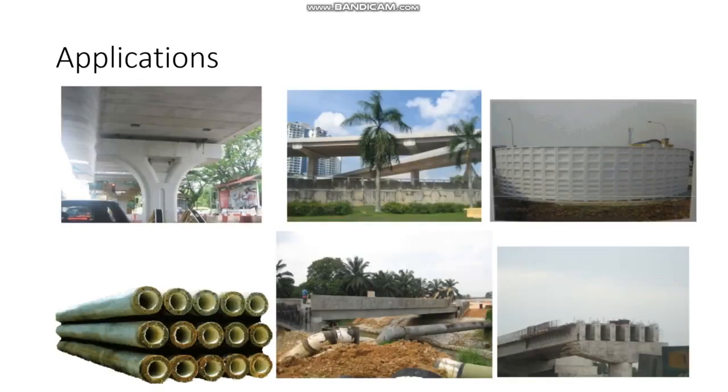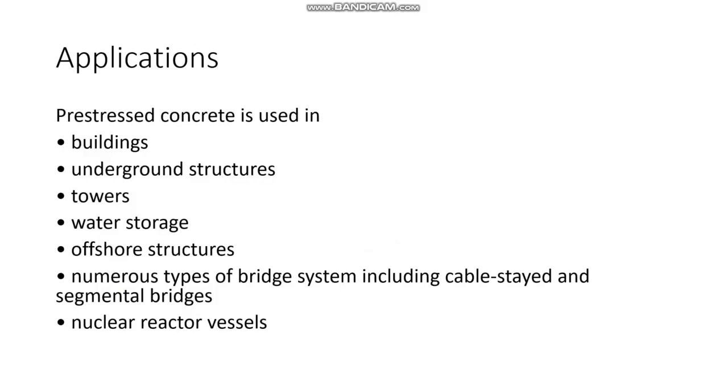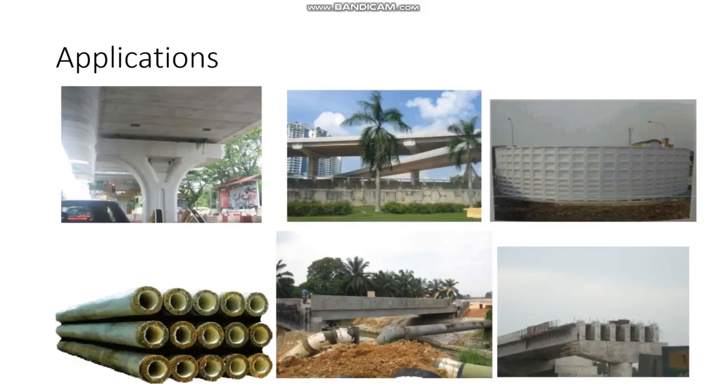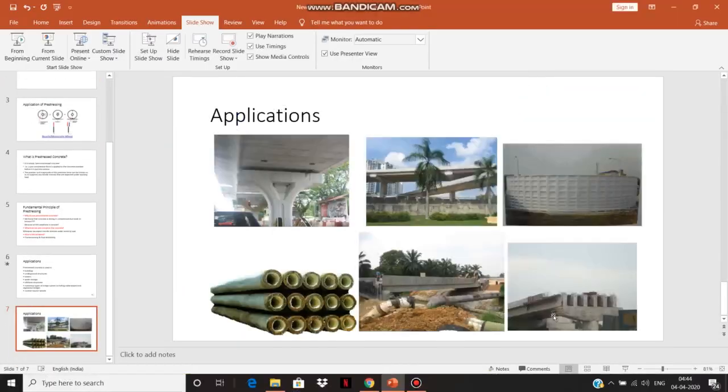What are the applications? As you can see, pre-stress can be used in these kinds of buildings or structures: underground structures, towers, water storage, offshore structures, numerous types of bridge systems including cable-stayed and segmental bridges, and nuclear reactor vessels. And these are some pictures of very commonly used structures where pre-stressed concrete is used. That's all for now.